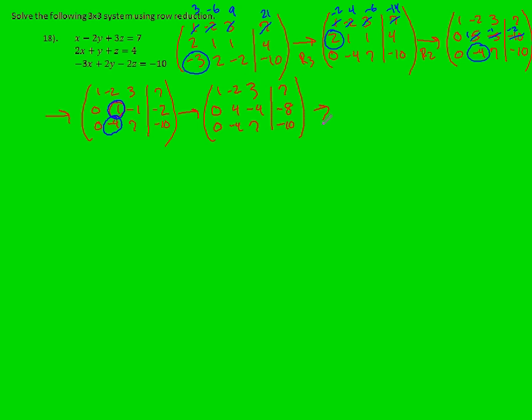Okay, now I can add to eliminate and plug in row 3. It's going to be row 2 plus row 3 to eliminate this guy here in the bottom middle entry. Okay, so 1, negative 2, 3 up top with 7, still 0, 4, negative 8, and this will now be a 0, 0, 3, and negative 18, I believe.